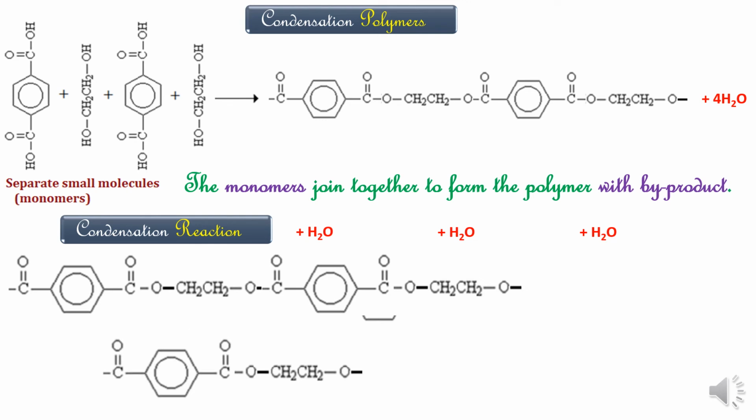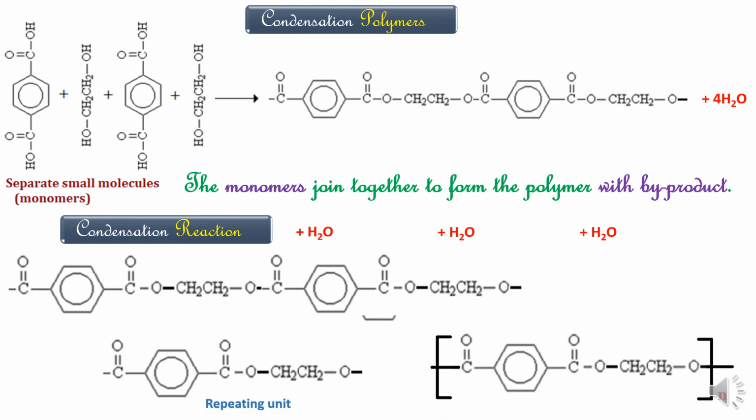Look, this is the repeat unit here because this is common, frequent in the long chain, and you can write the polymer by writing the repeat unit once, and you must give a bracket crossing the bond and n. Polymerization. Condensation polymer.